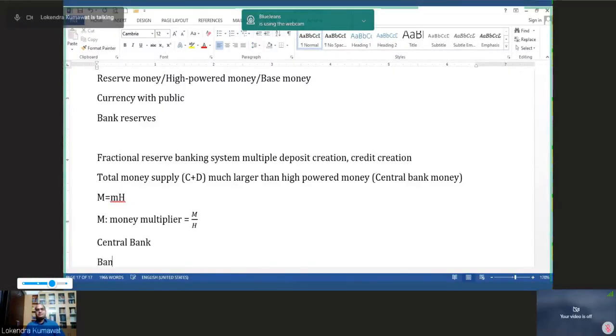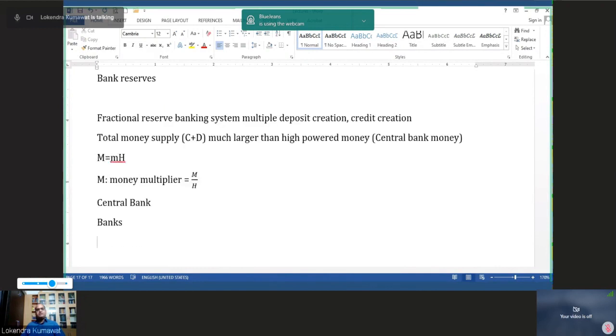Other is the banks. And third is the public. Let's, for 1 minute, go through the process of deposit creation. You get something from the central bank. You keep a part as cash, deposit the rest with the bank. Bank keeps a part as reserves, loans out the rest.